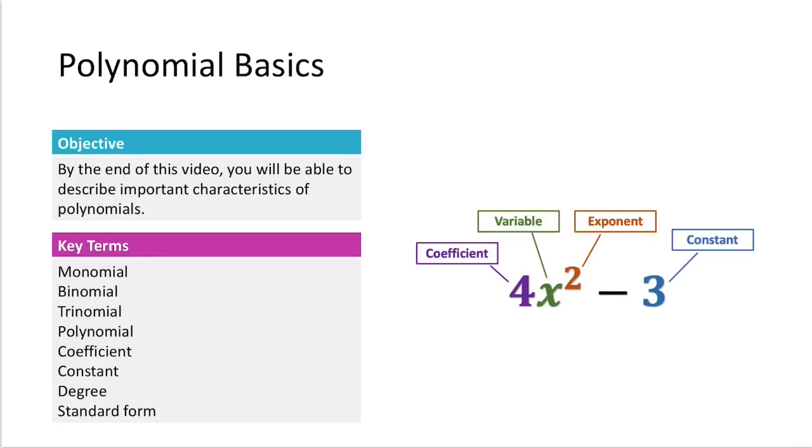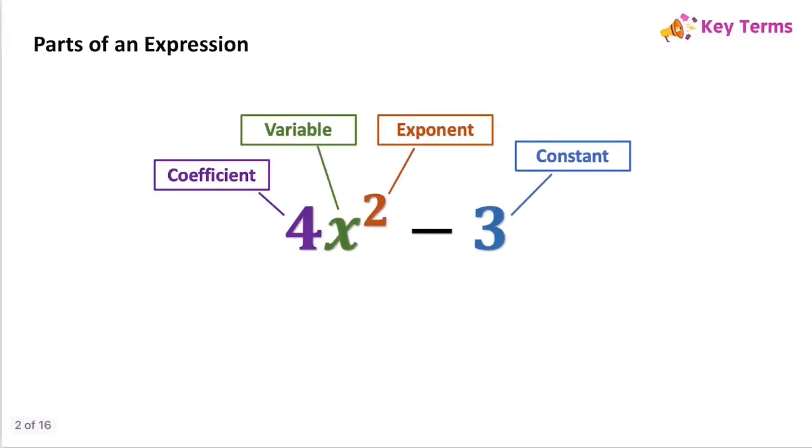So in this video, we're going to talk about some important characteristics of polynomials. So remember back in Algebra 1, you talked about the parts of an expression. The number that multiplies a variable is called a coefficient. So in this case, 4 is the coefficient of x squared. The variable is the unknown term in our expression. So in this expression, we have x.